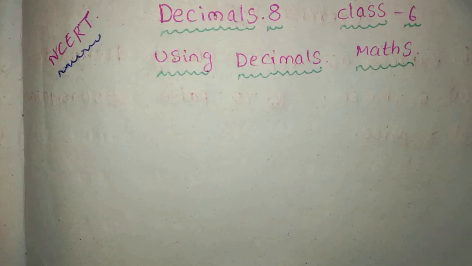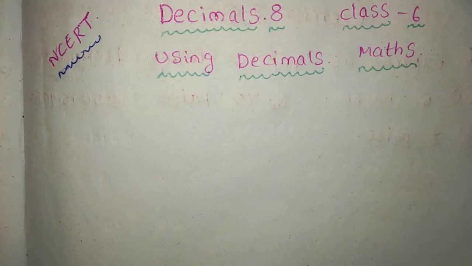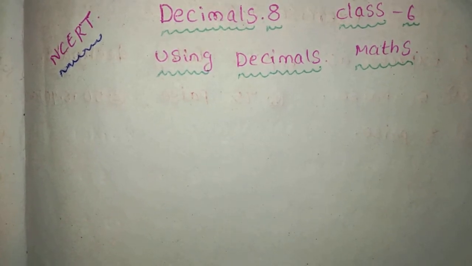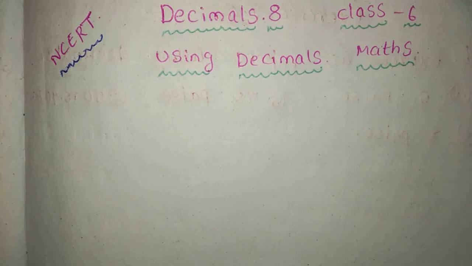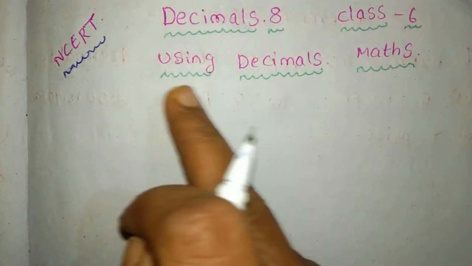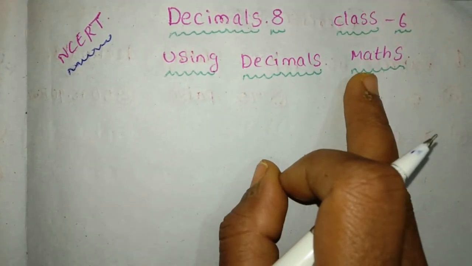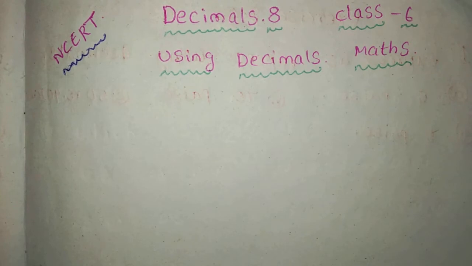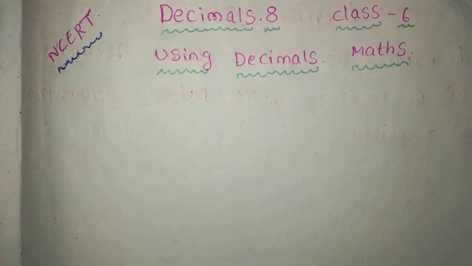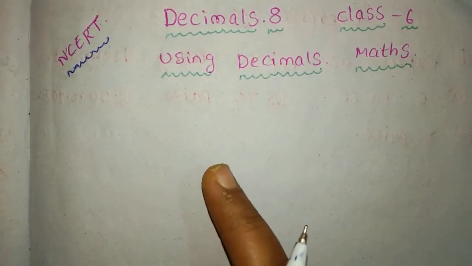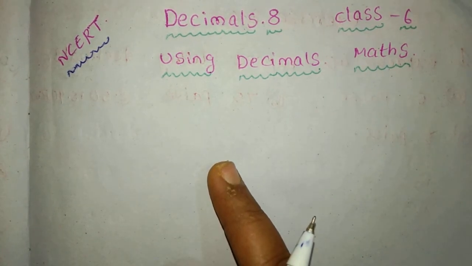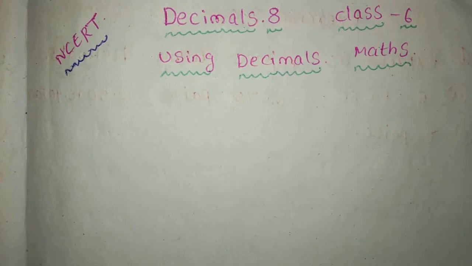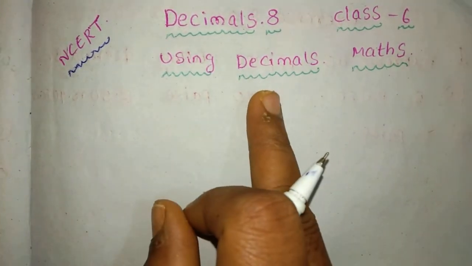In the previous video, we learnt about the topic comparing decimals and their related problems. Now, in this video, we are going to learn the topic using decimals. Using decimals, class 6. We can use decimals in many ways in day-to-day life. For example, decimals are used to represent money, weight, and length.